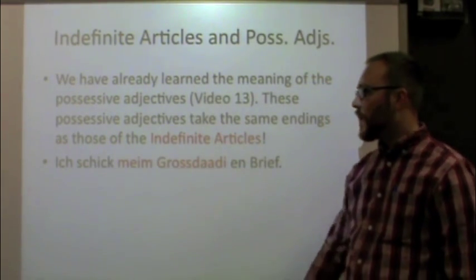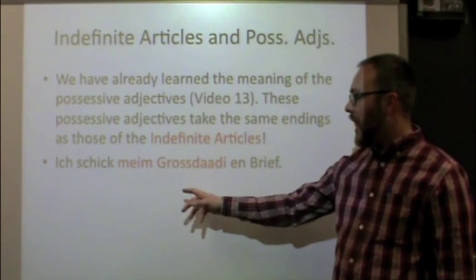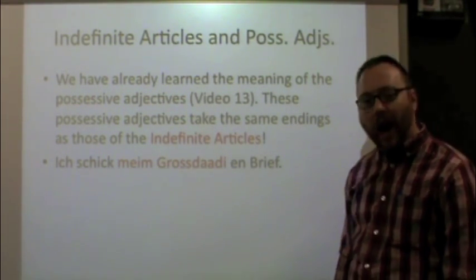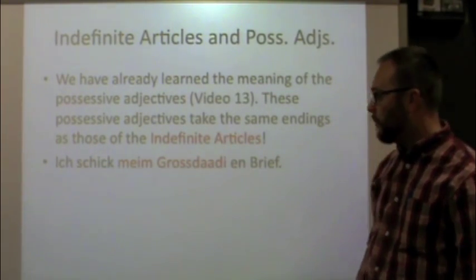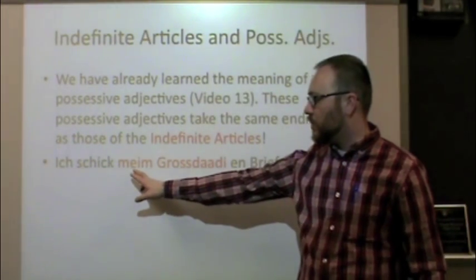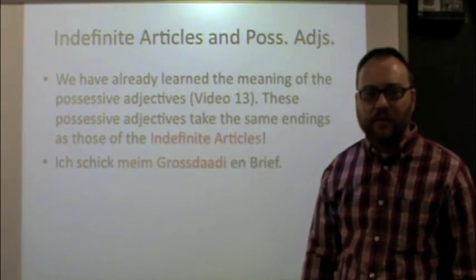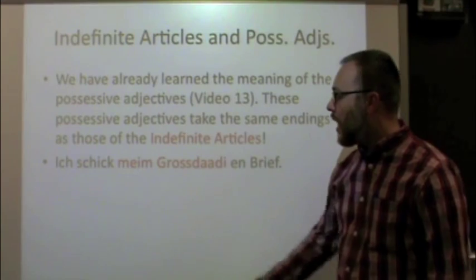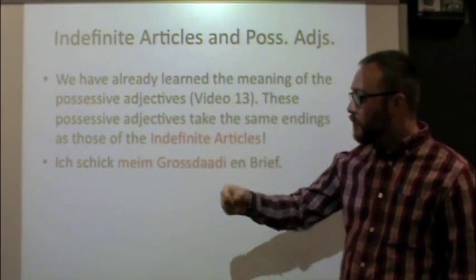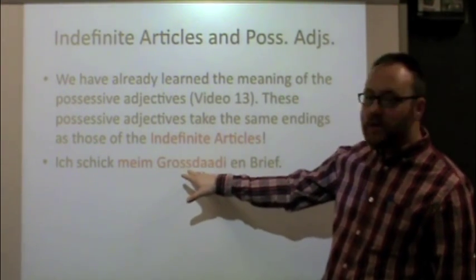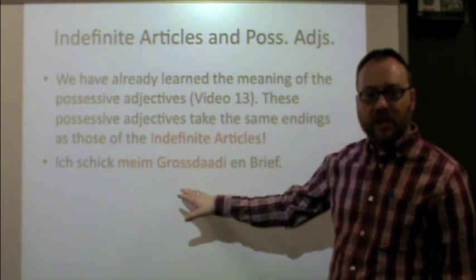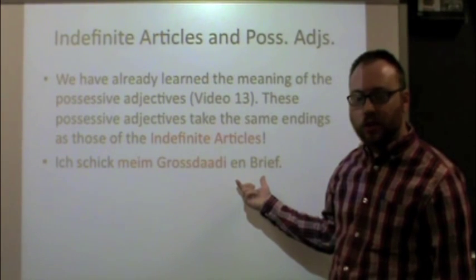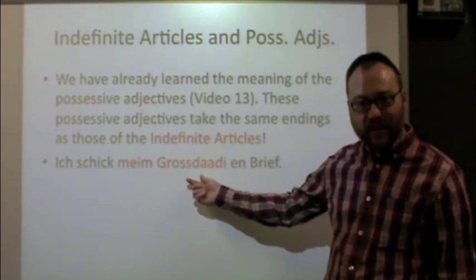Here's an example. Ich schick meinem Großdaddy einen Brief. In video 13, we learned that the word mei, M-E-I, is the possessive adjective for my, M-Y, in English. Now, why is there an M on the end of this? Because, in this sentence, Großdaddy is your indirect object. It's who is receiving the letter, okay? That makes it dative case.